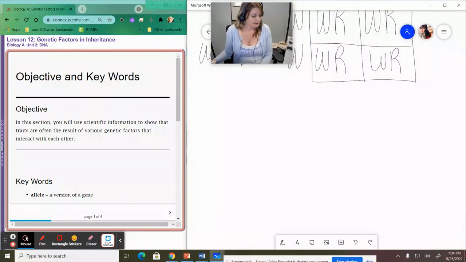Our next type of inheritance that's not just strictly complete dominance is something called codominance. And codominance is sometimes mixed up with incomplete dominance. So codominance makes you think of they're both dominant. So they are. However, in this situation, this results in both being equally expressed. They're not blending together. So it ends up in spots and stripes.